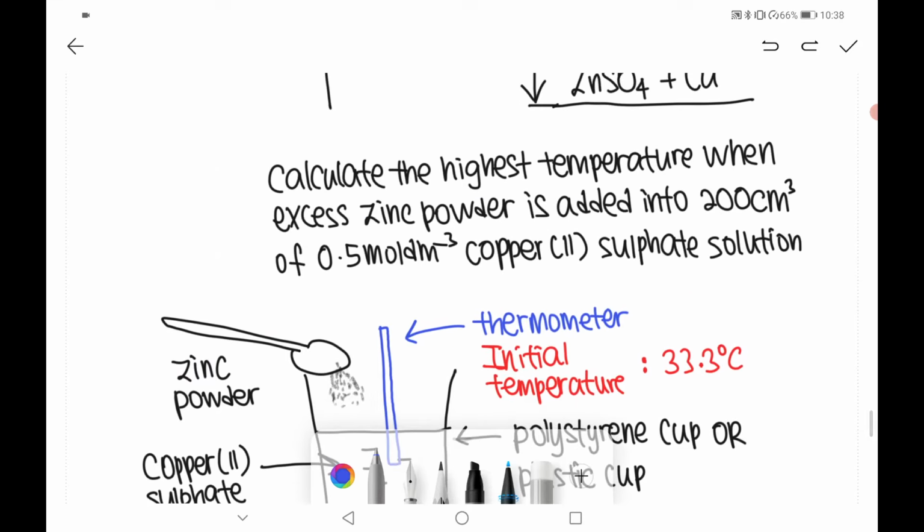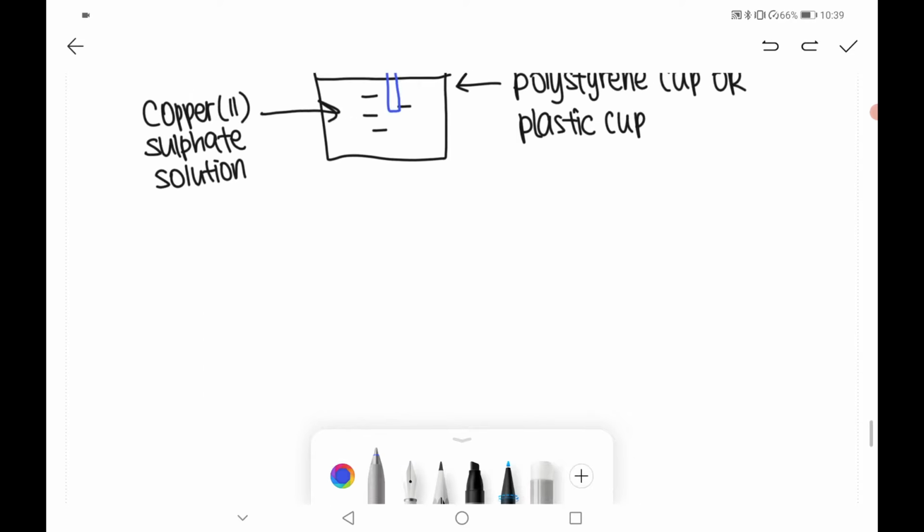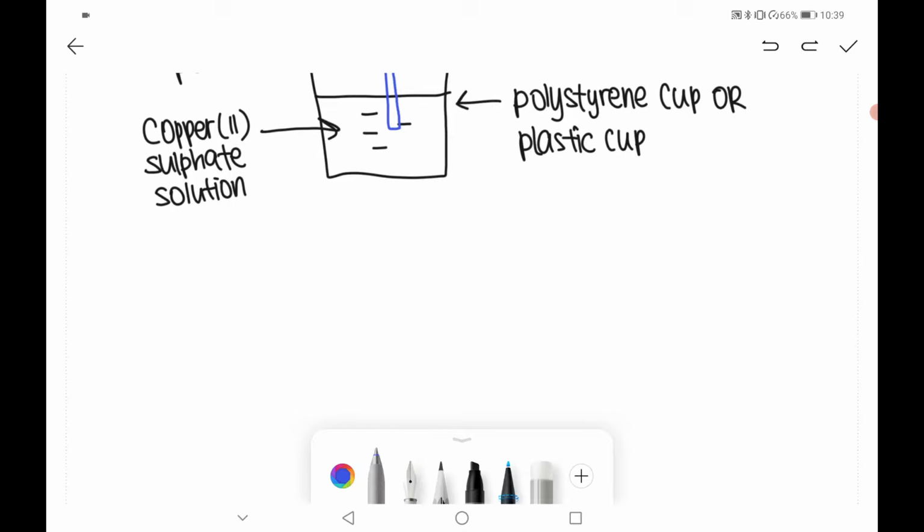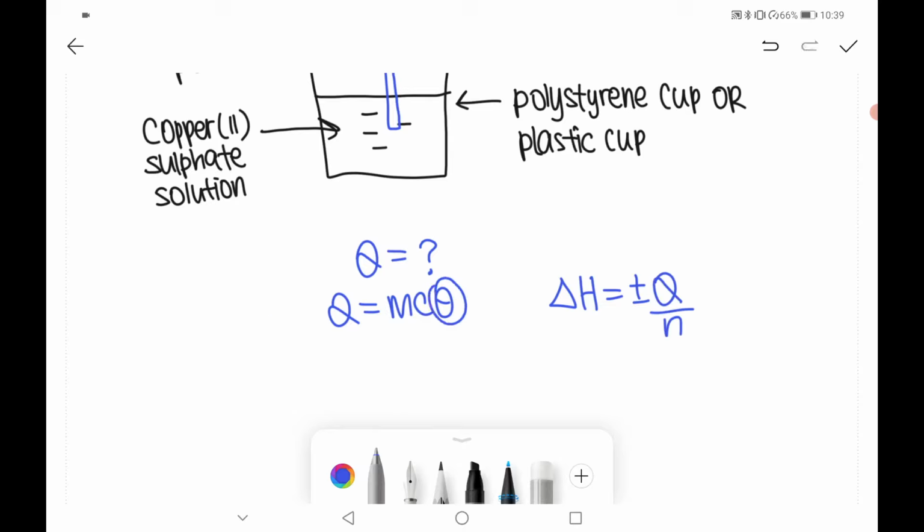First of all, the question asks for the highest temperature, so we need to find theta first. How to find theta? We have two formulas in this chapter. The first formula is Q equal to mc theta. The second formula is delta H equal to plus minus Q over n. This formula has theta, so we will try to use this formula first.